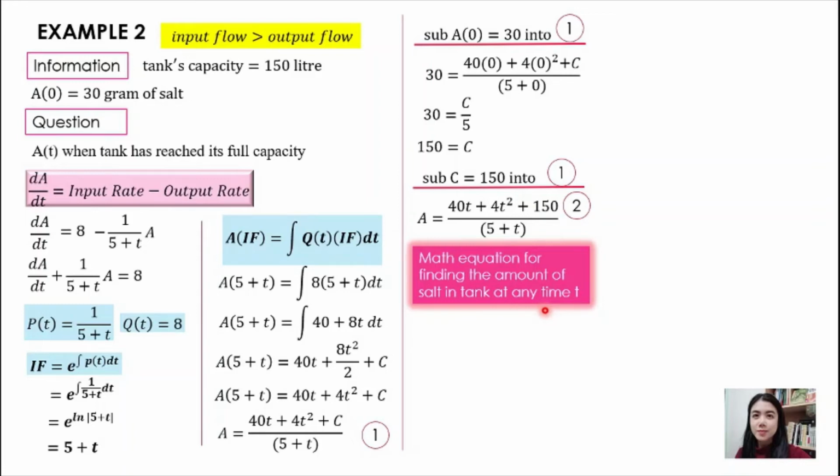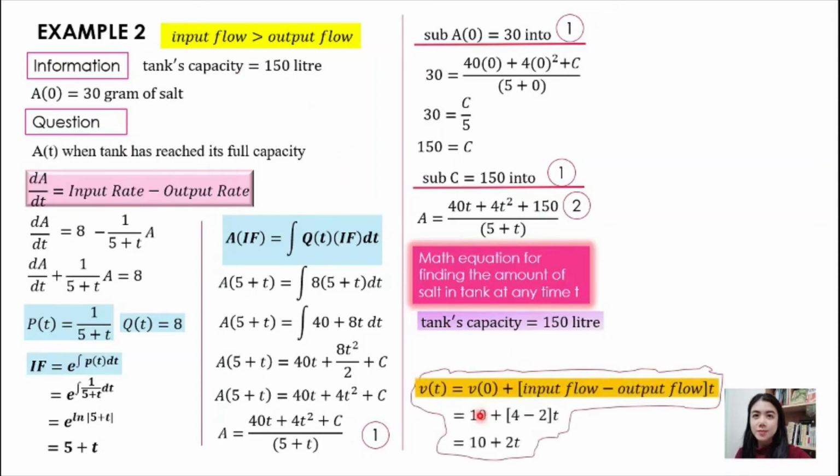Then let's look at the question here. The question asks us to figure out the A(t) when the tank has reached its full capacity. So what is the tank capacity? The tank capacity is 150 liters. Recall the formula that we have just now, the formula of V(t), where V(t) equals 10 plus 2t. This V(t) is actually the volume of the solution in the tank at any time t. But how are we going to know the time for the solution to reach the tank's full capacity? You just have to let this 10 plus 2t equal to the tank capacity.